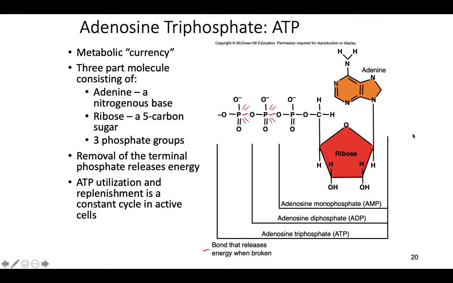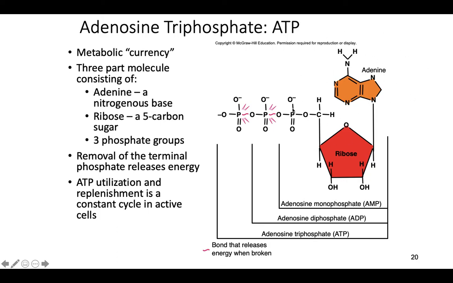Okay, so ATP, the whole point of metabolism. Why are we doing all these enzyme reactions? Why are we changing things, building things up, breaking things down? It's all to get the energy that's found in this molecule right here. This is money to make energy inside of a cell.